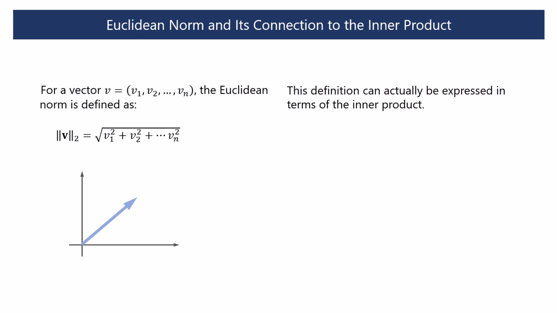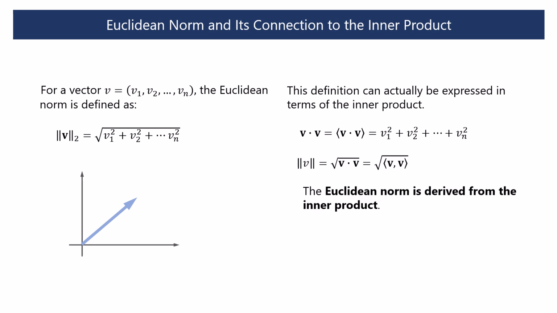What is especially important here is that this definition can actually be expressed in terms of the inner product. Recall the definition of the dot product, or inner product, of a vector with itself. This is exactly the squared length of the vector. This shows that the Euclidean norm is derived from the inner product.